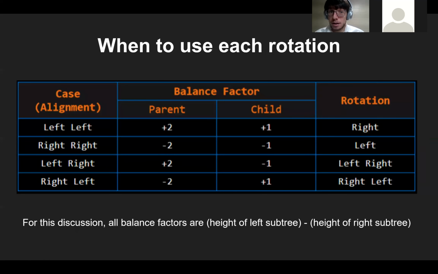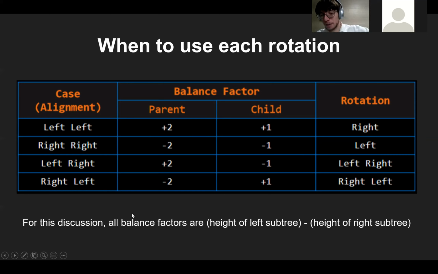Okay. So when do we use each rotation? You can use this table to figure out the balance factors: left-left, parent plus 2, child plus 1. Those are definitely good to know, especially as a cheat sheet if you're writing code. But it's also good to see that the case is left-left, you do a right rotation; right-right, a left rotation. And for left-right and right-left, the rotation is the same as the case.